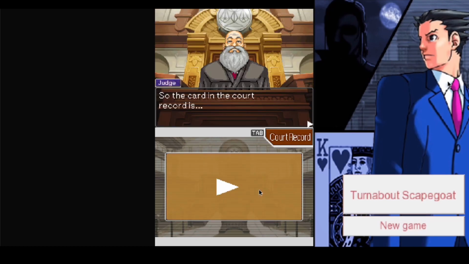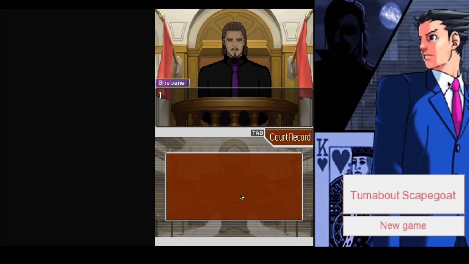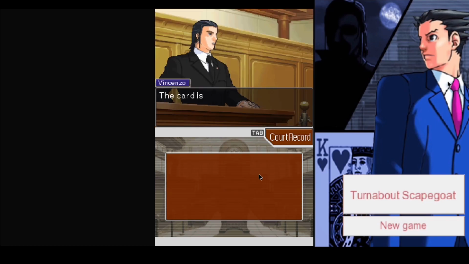So the card in the court record is an ultra rare and very expensive Pokemon card! Metal, I mean! Sorry. Yes. I admit I got a little overexcited and sort of snatched the card out of his hands. And I did shove him, but it wasn't hard enough to even make him stumble. The card is made from an incredibly rare, mysterious, and very valuable metal.